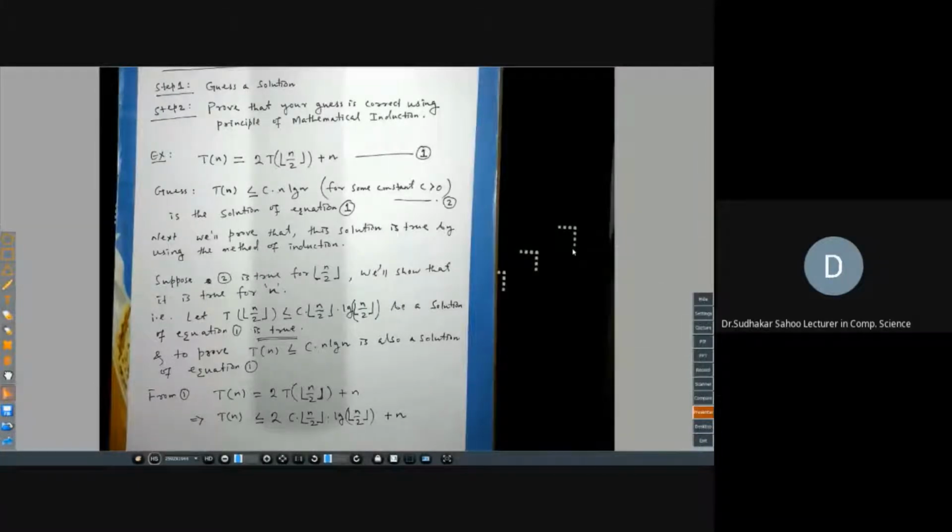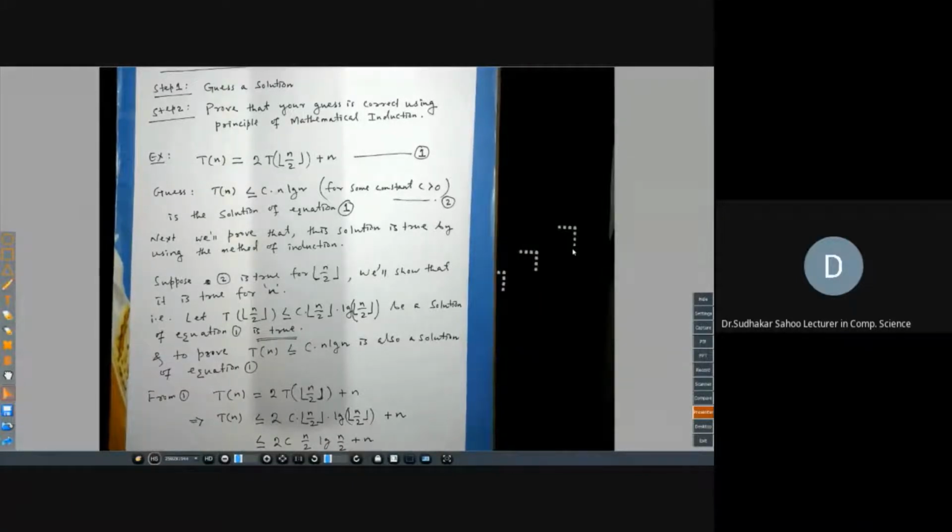So this is less than or equal to, the floor function, you know that, 2 C n by 2 log n by 2 plus n. Does this relation hold? Is it correct?